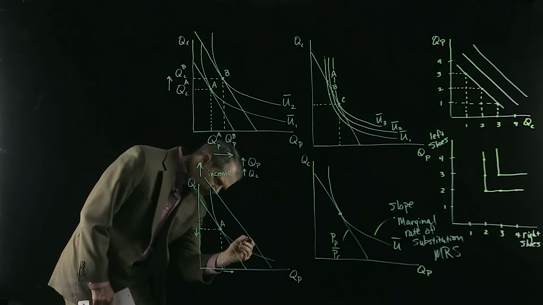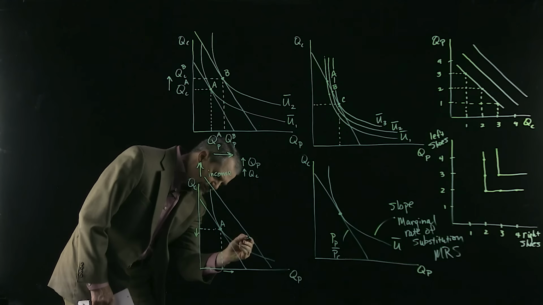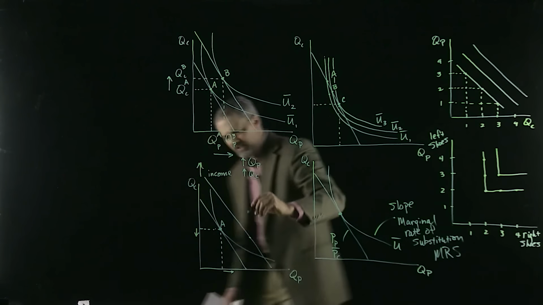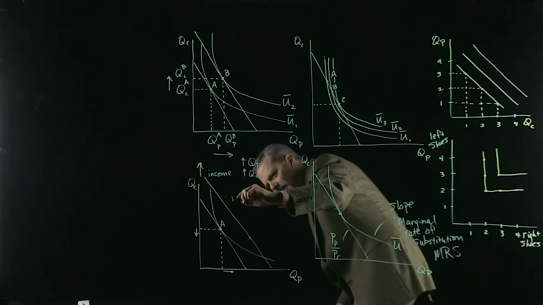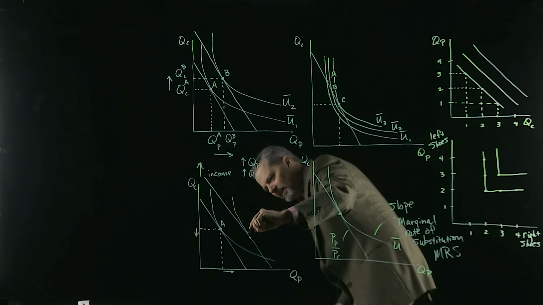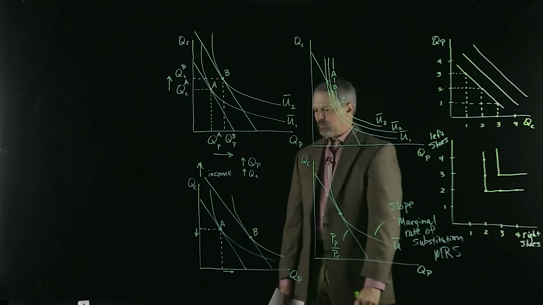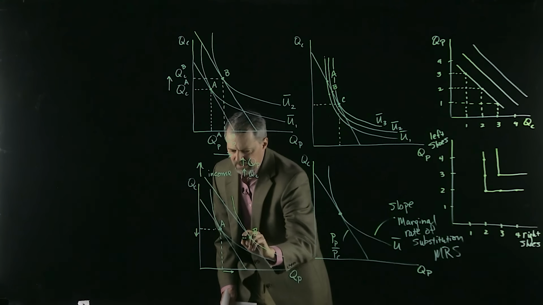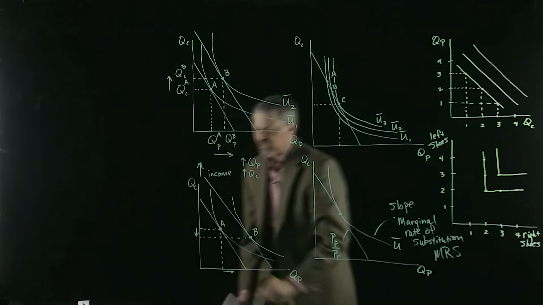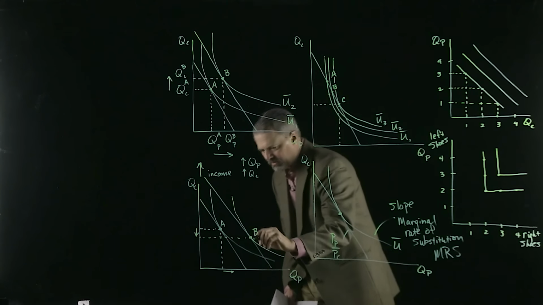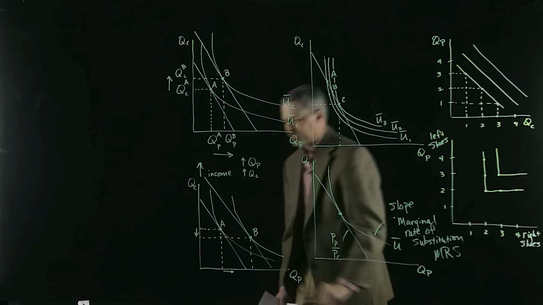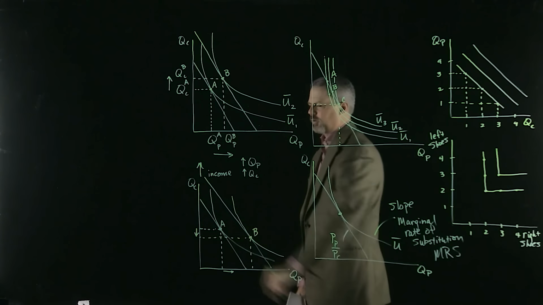That means our point of tangency needs to be somewhere down here. So we would need to have our indifference curve come down here and be tangent, something like that at point B. That would be a situation where income went up, but the consumer bought less Coke. They bought more pizza. So pizza's a normal good, Coke's an inferior good.